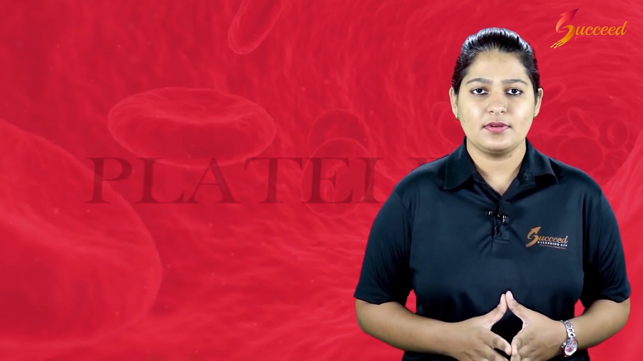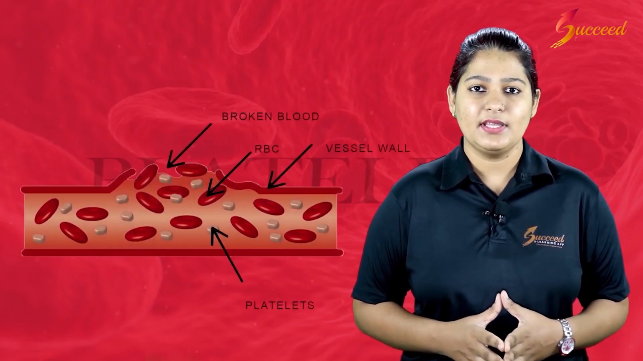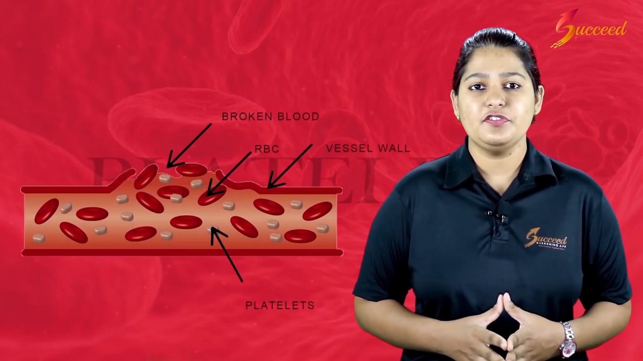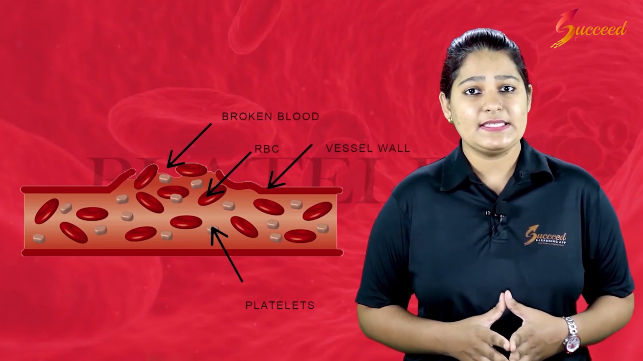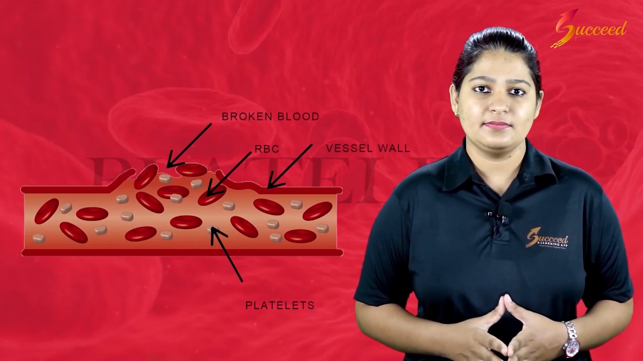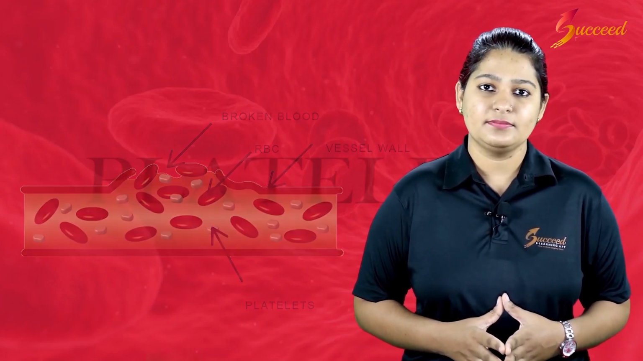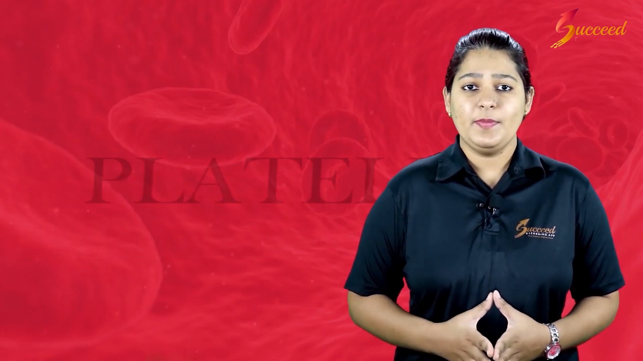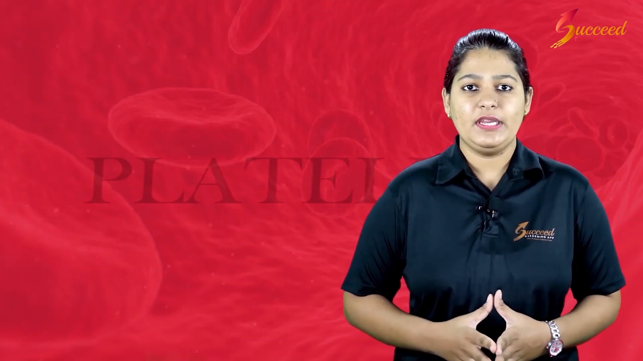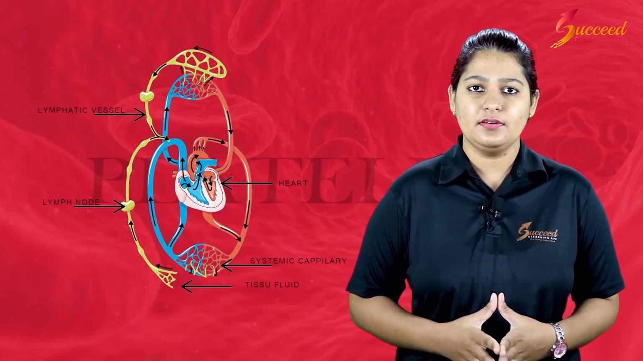It stops. How does it stop? It stops because of the formation of a clot which involves the cells called platelets. So, platelets help in the clotting mechanism of our blood. Lymph. You must be wondering, do we have only blood as the transporting liquid?